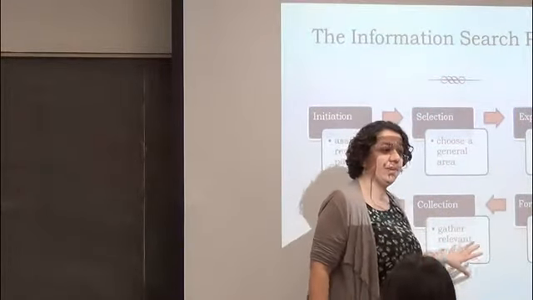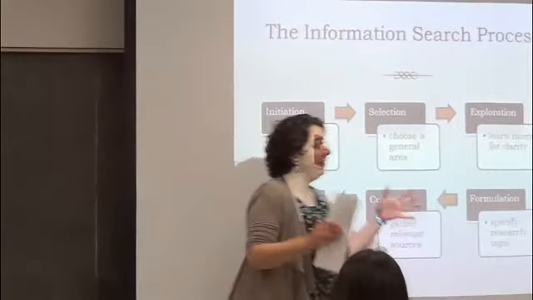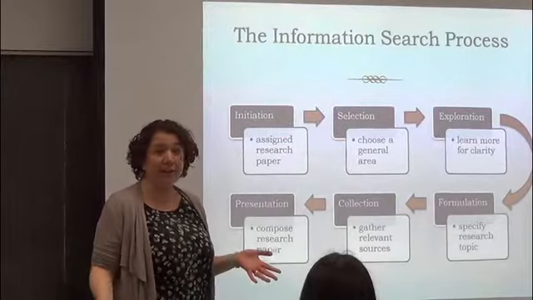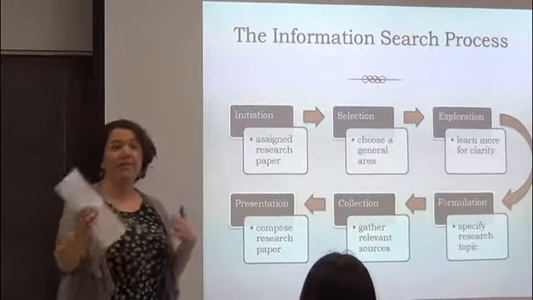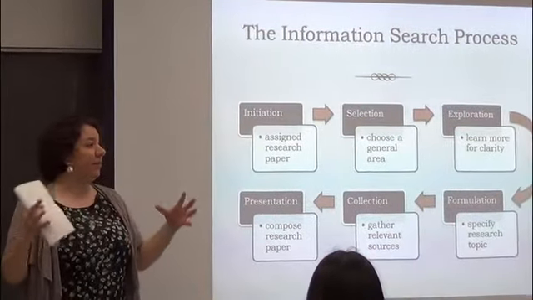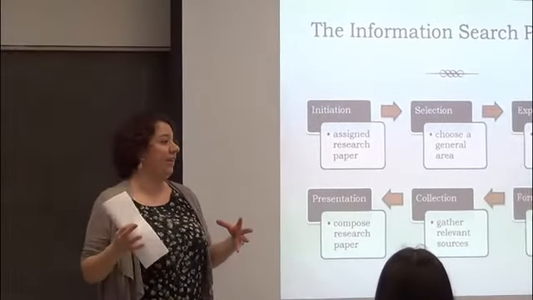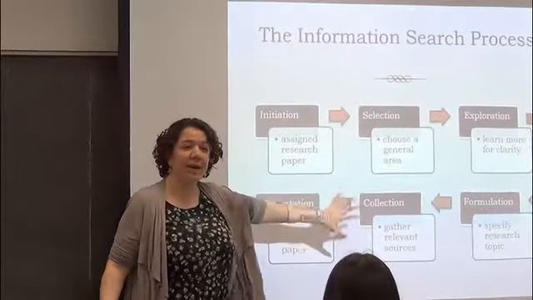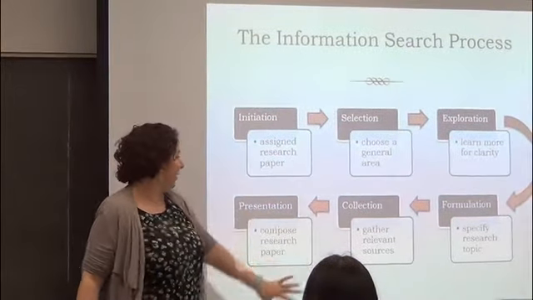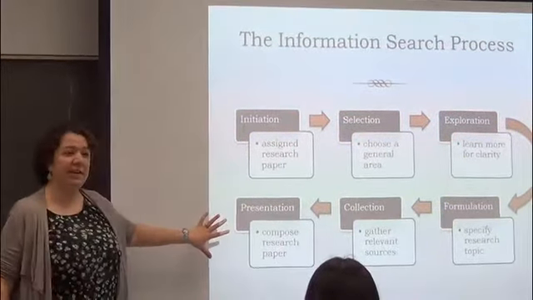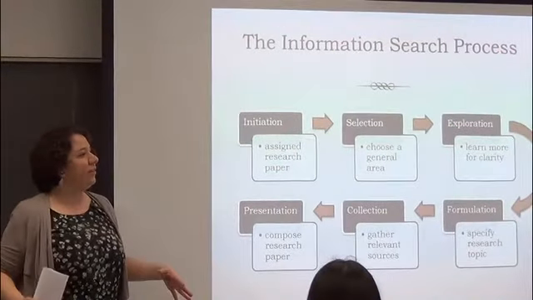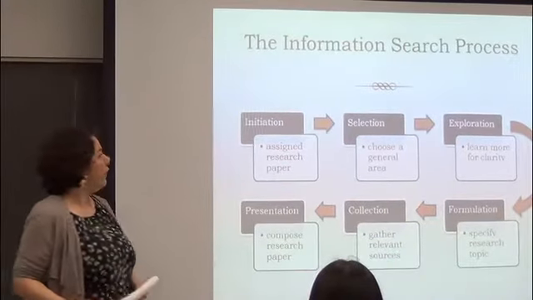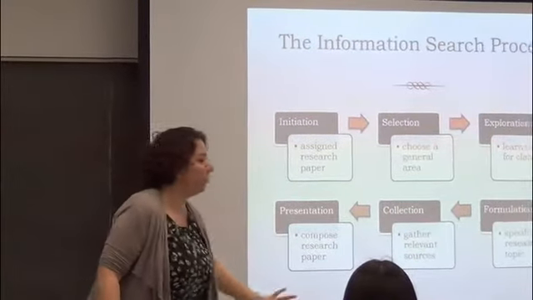Formulation, the following step. This is where, okay, I did some research. I read about Nathan Hale. He seems like a really fascinating historical figure. So I'm going to have him be part of my specific topic, something to do with Nathan Hale. I'm going to formulate a thesis around that, move on to collection, where I'm gathering sources about Nathan Hale, and then the presentation stage, where I'm going to read everything and kind of compose it into that research paper that my professor assigned. So those are the stages of the information search process.